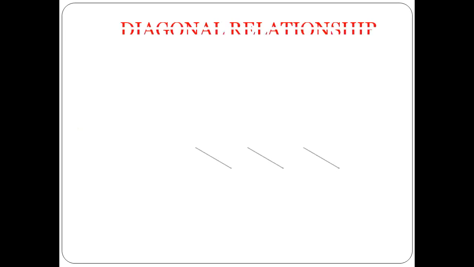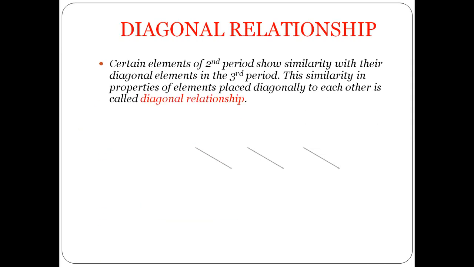Now coming to our next topic, the diagonal relationship. This is an interesting phenomenon, which was found between the second group and third group elements. It was found that certain elements of the second group and third group show similarity, which are present diagonally to one another in the periodic table. They are neither present in the same group, nor in the same period.